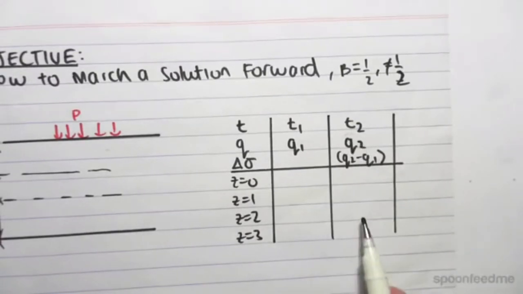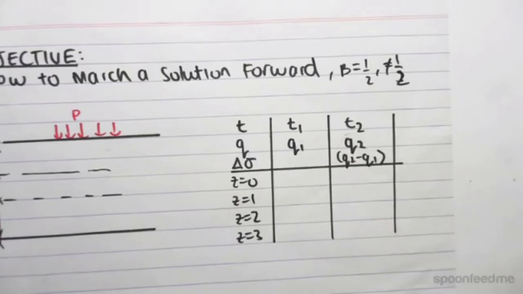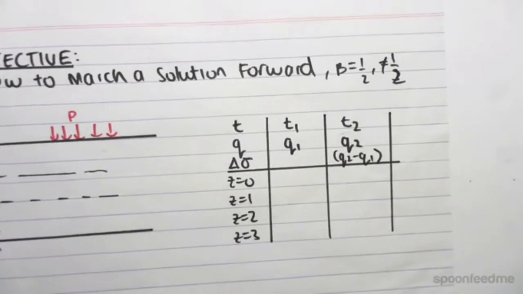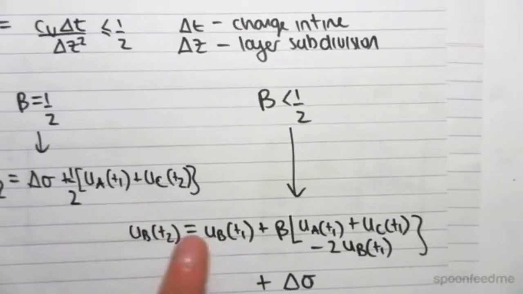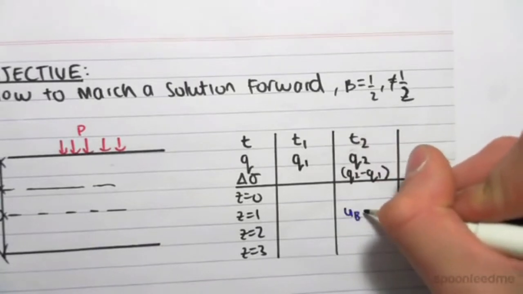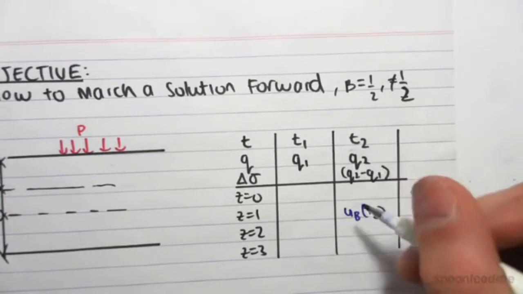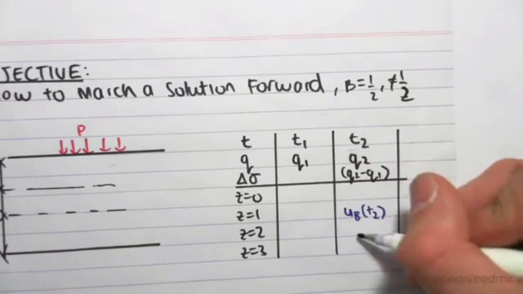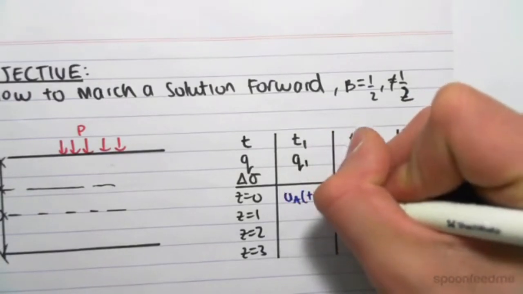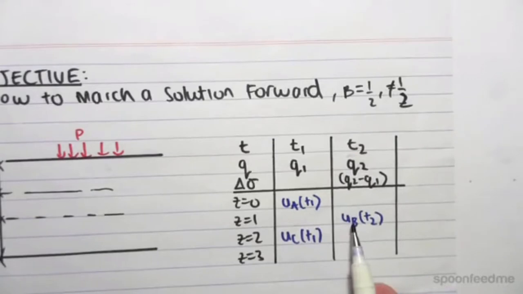We can see that at time 2 the change in stress will be Q2 minus Q1, so we might get a change in stress, and we're going to fill in values now. So we saw in the previous video these formulas, so I'm just going to explain what they mean now. If we wanted to find the excess pore water pressure at time 2, we call that UB. UA and UC, so A is obviously above and C would be below. So UA of time 1 and UC of time 1. Okay, so UB is between A and C, and they're separated by time 1 and time 2, which are previous times.